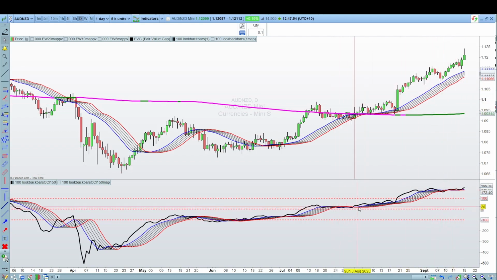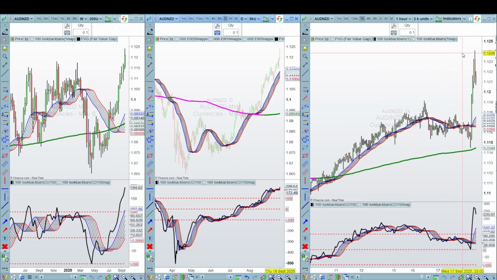Notice back here we had a consolidation as well on the CCI, and the price sort of went sideways for a while before finally breaking to the upside. That's the daily. Again, no divergence there.